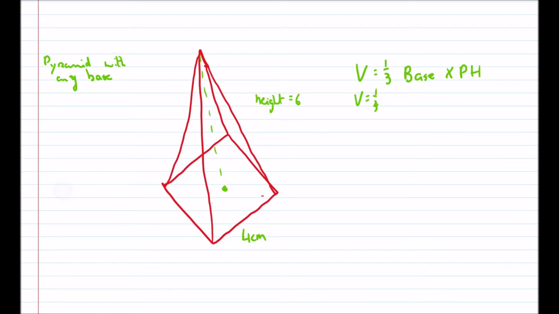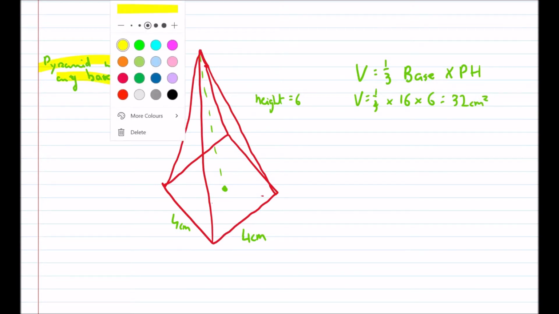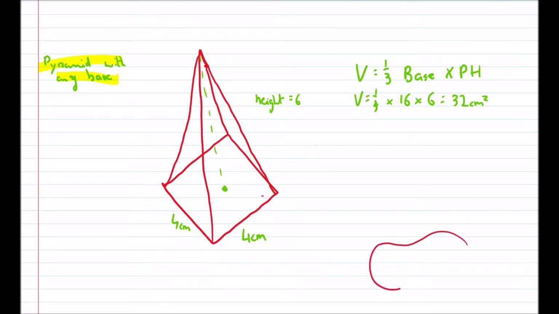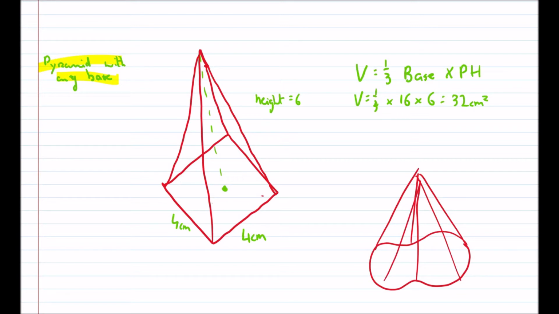The next question then is to find the volume of a pyramid with any base. So here's a pyramid, so to find the volume of it, it's 1/3 multiplied by, which equals 32 centimeters squared. Now let's say over here a pyramid with any base. So for instance, if we had this kind of a base, but it all went up to a point at the top, so basically a pyramid like that.